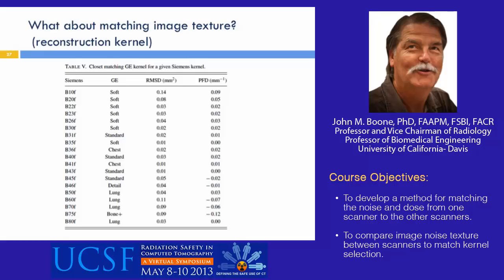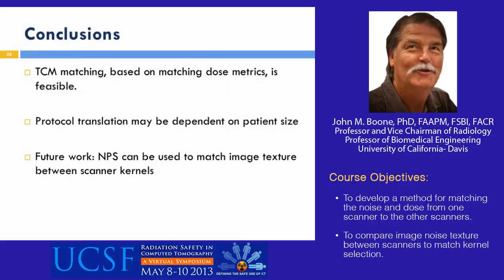So in conclusion, tube current matching based upon matching dose metrics, and here we use CTDI-W and CTDI-air, is quite feasible and worked quite well, we thought. The protocol translation may have a patient size dependency, dependent upon how accurate you really want it to be. And future work could combine the above two bullet points with the noise power spectrum, and we see from the work from Duke University that the NPS can be used to match image texture quite well between scanners which have a different assortment of CT kernels.